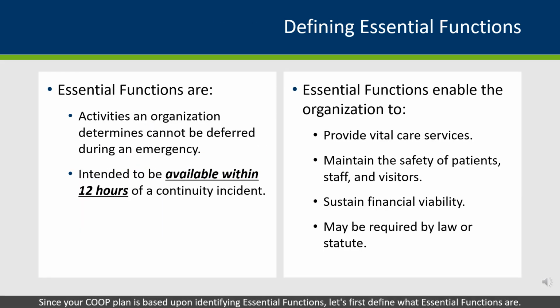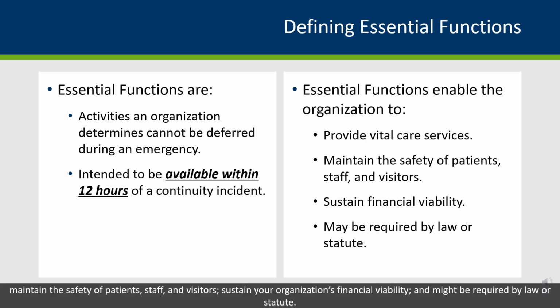Since your COOP plan is based on identifying your essential functions, let's first define what essential functions are. Essential functions are activities that an organization determines cannot be deferred or paused during an emergency. The goal of a COOP plan is to make sure these functions are not paused or are available within 12 hours of a continuity incident. Essential functions enable your organization to provide vital care services, maintain the safety of your patients, staff, and visitors, sustain your organization's financial viability, and might be required by law or statute.